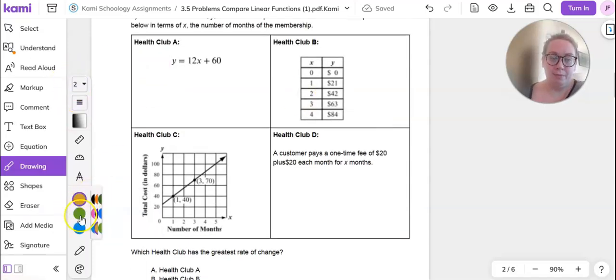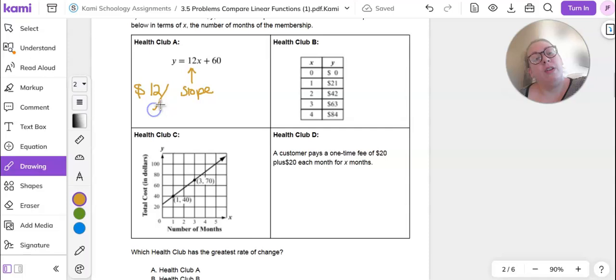So, for Health Club A, here's our rate of change, or our slope, right in front of that X. So it costs $12 per 1 month. Beautiful. And it also has a $60 startup fee. That's the Y-intercept.